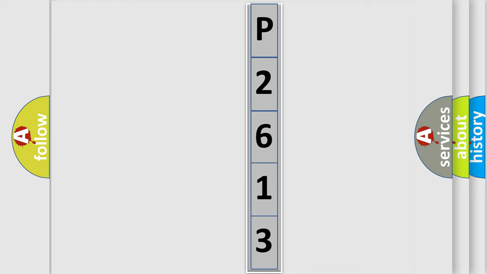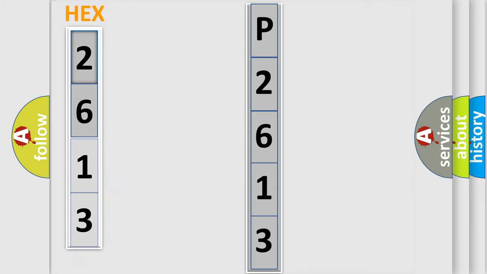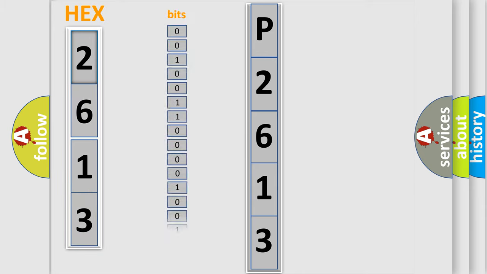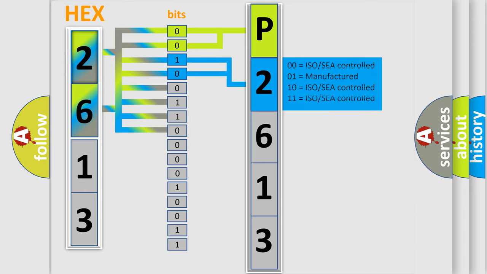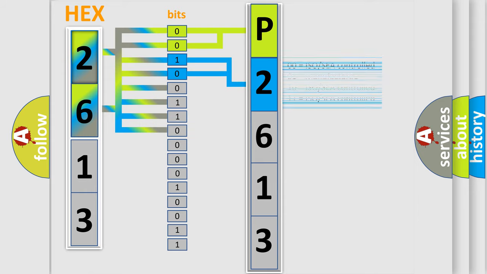The error code is split into two bytes consisting of 16 bits. One bit is the basic unit that each computer works with. The bit has two logical states: 0, low level, and 1, high level. By combining the first two bits, the basic character of the error code is expressed. The next two bits again determine the second character. The last bits of the first byte define the third character of the code.